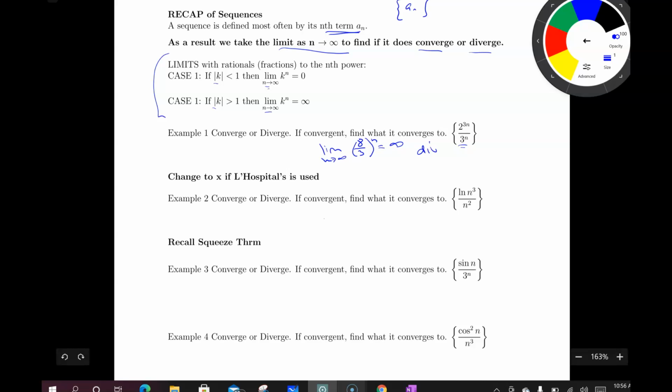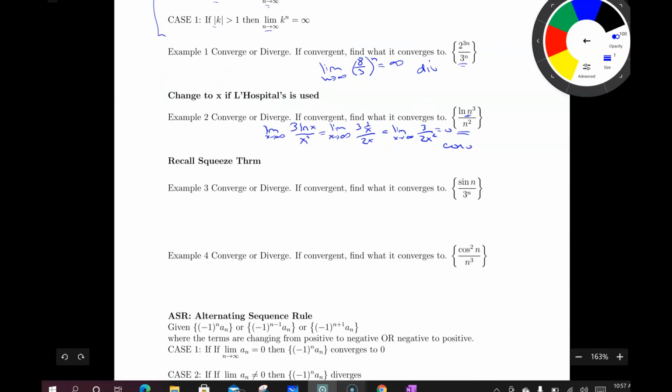Remember, if I'm going to do a limit and I see I can't do highest powers and I'm going to need to use L'Hopital's, then I change it to x's. And as I'm changing it to x's, I'm going to use the fact that I know from limit properties that the 3 comes down. Now I'm ready to do L'Hopital's. So simplifying, I get 3 over 2x squared. That gives me 0. Since it goes to a number, it converges.